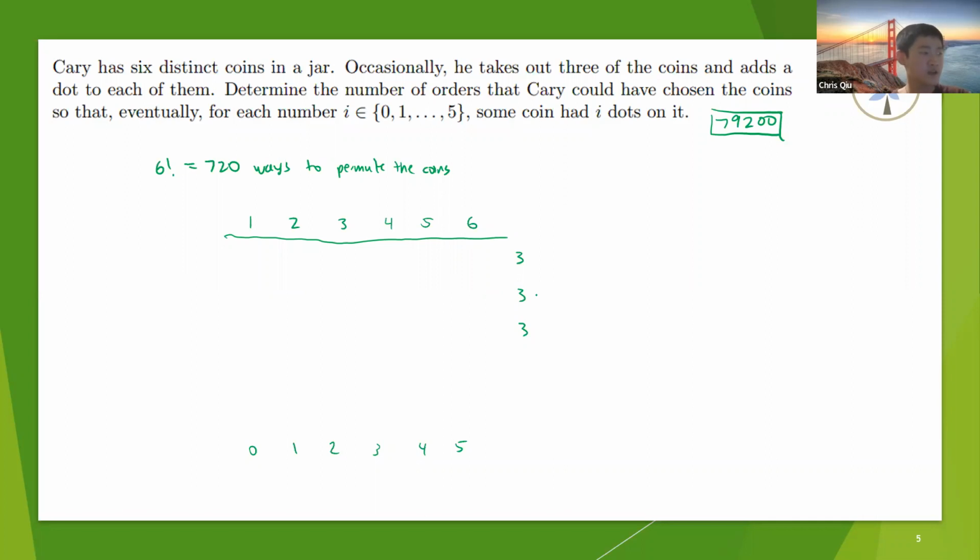So how many occasions will there be? So how many times is he going to take out 3 coins? Every time he takes out 3 of the coins, he adds 3 dots in total. And at the end of the process, there are 0 plus 1 plus 2 plus 3 plus 4 plus 5, which is 15 dots, which means that there has to be exactly 5 times that he takes out 3 of the coins. So this process is going to take him 5 steps.